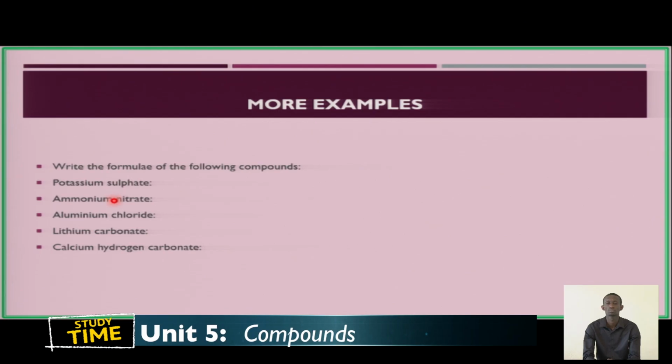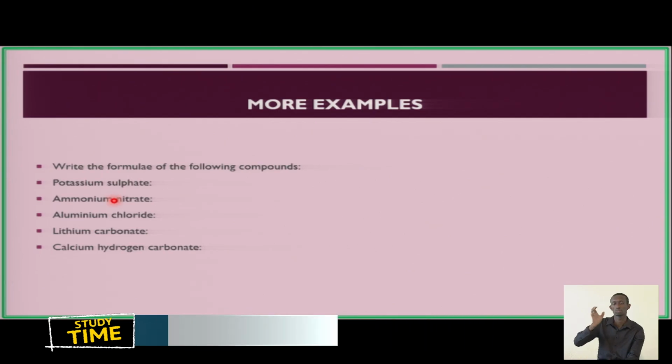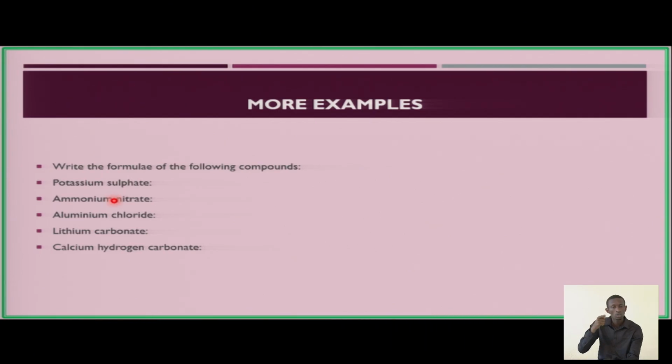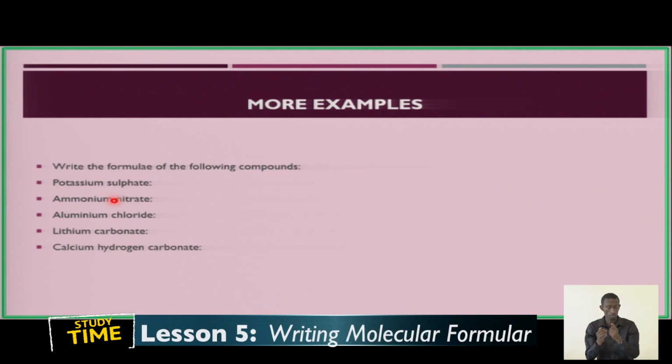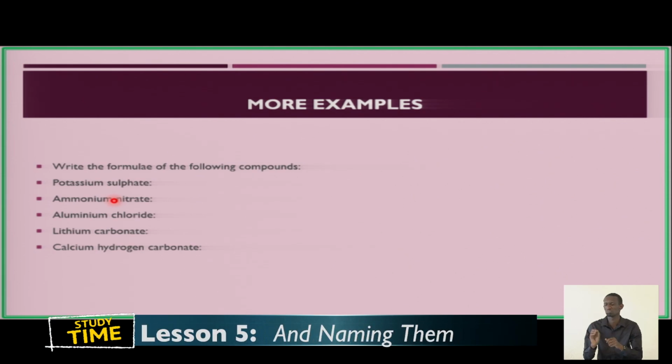Ammonium nitrate. Remember the formula of the ammonium ion and the nitrate ion. You write the superscripts and you interchange the valences. If they are similar, you remove them. If they are different, they stay there. But remember, if you have 1 as a subscript, there is no need of writing that value.